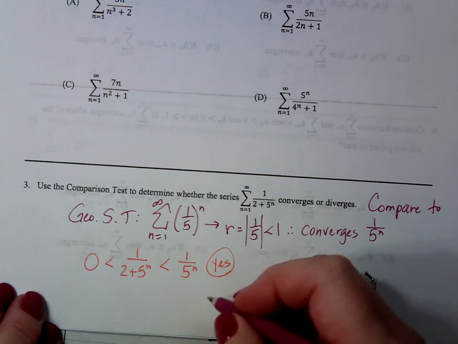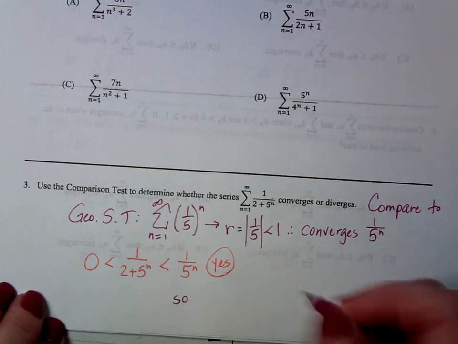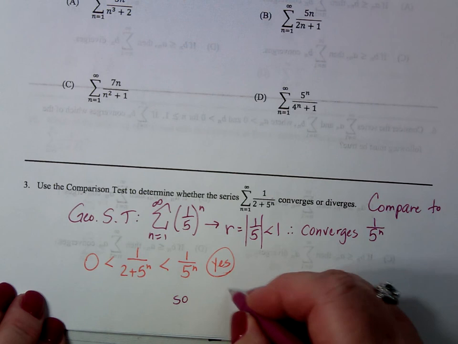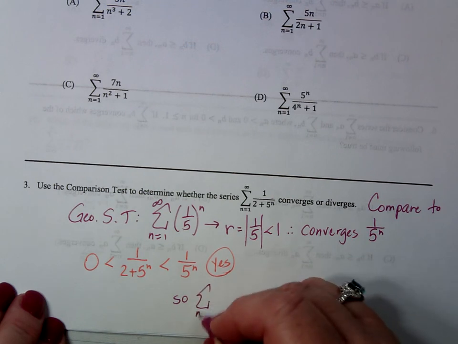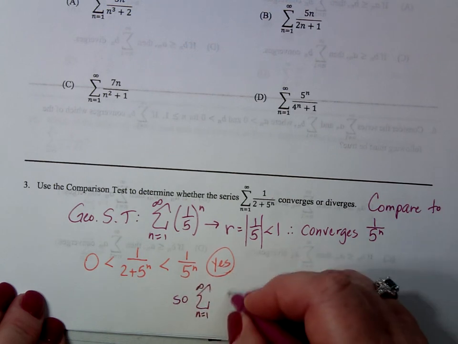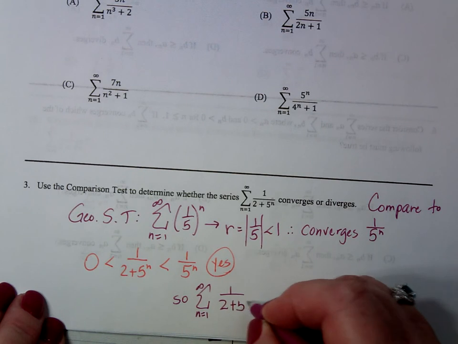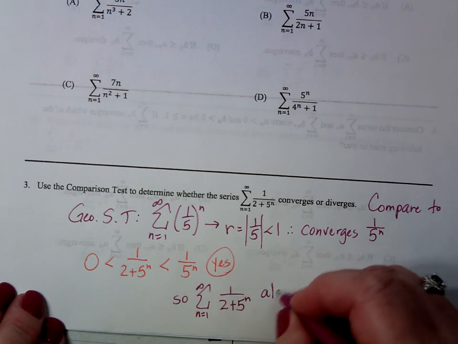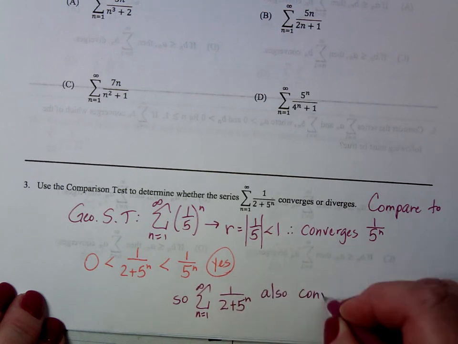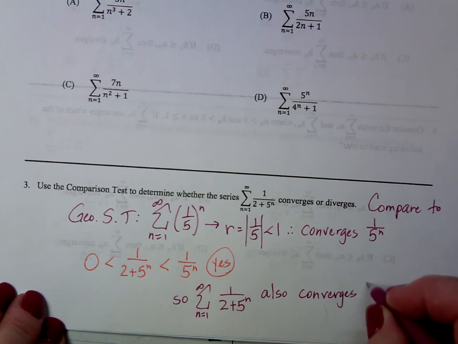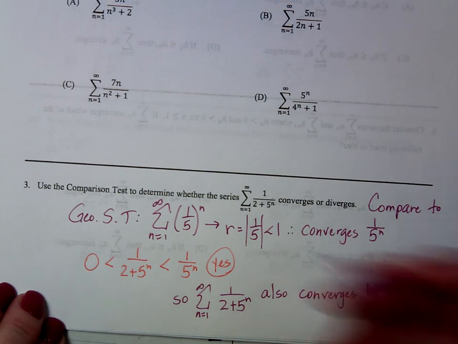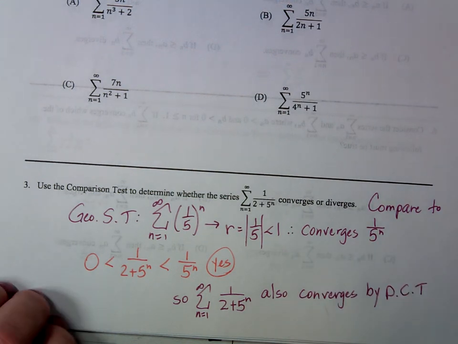So I can say that my original a sub n, 1 over 2 plus 5 to the n, also converges by the direct comparison test, or just the comparison test as they call it. Okay, so just a reminder of how that one works.